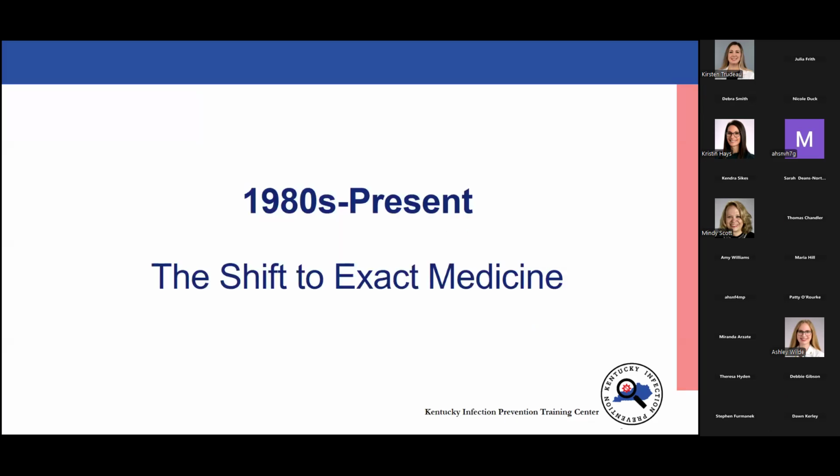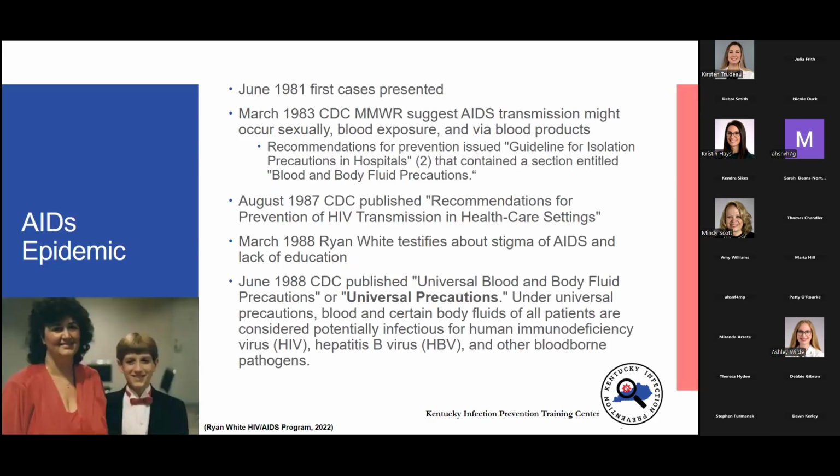So the 1980s to present, this was more of a shift to exact medicine. We had the AIDS epidemic here. The first case presented in 1981. And in March of 1983, the CDC MMWR suggested that AIDS transmission might occur sexually, by blood exposure, or via blood products. So recommendations for prevention were issued by guidelines. It was the guideline for isolation precautions in hospitals, and it contained a section on blood and bodily fluids. And then in August of 1987, the CDC published recommendations for the prevention of HIV transmission in healthcare settings.